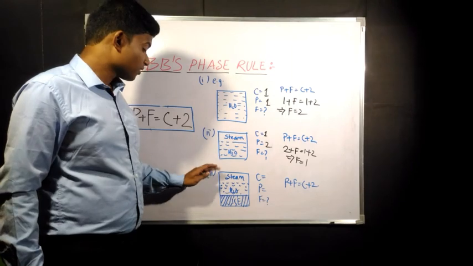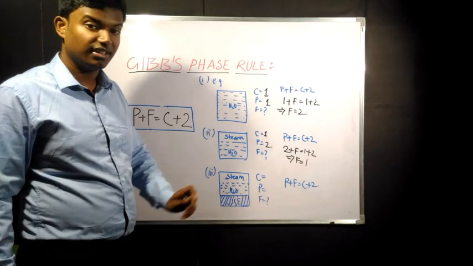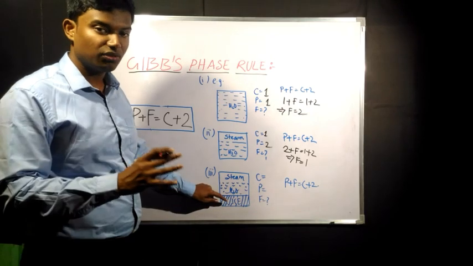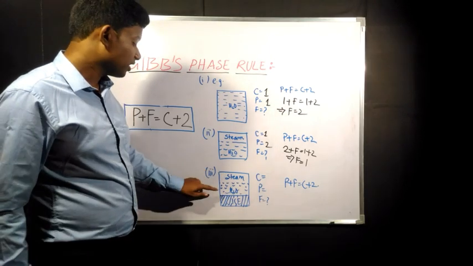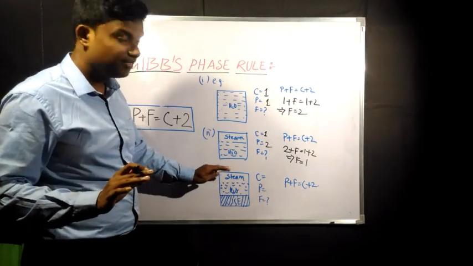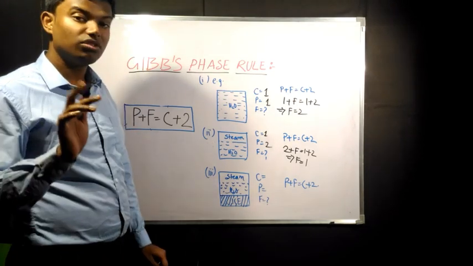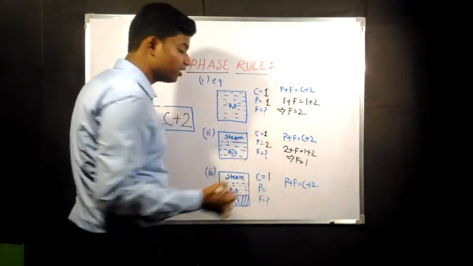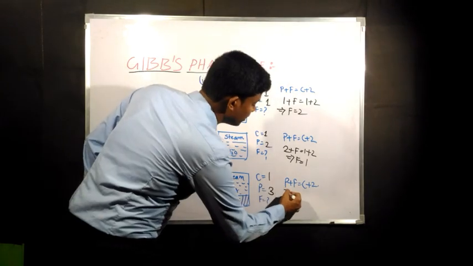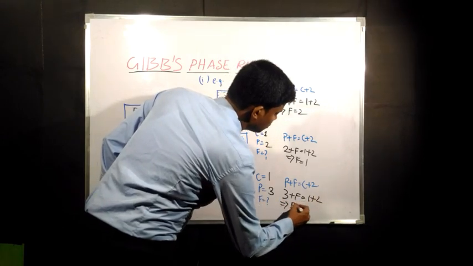Now in this case, we have taken a special case of ice, water and steam. All three are there. Ice is a solid phase of water, steam is a gaseous phase of water, and the liquid phase is water. As all of these three phases are made up of only a single type of molecule, that is H2O, this total thing will be considered as one component. So the component is going to be 1. Now how many phases are there? There are 3 phases. If we put here 3 plus F equals 1 plus 2, we get F equals 0.